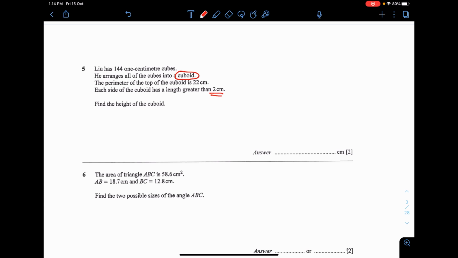Now there are 144 of them. So I want to break out what 144 is in terms of prime numbers. This is 2 to the power of 4 multiplied by 3 squared. Now why do we need this? I'll tell you about this later on.